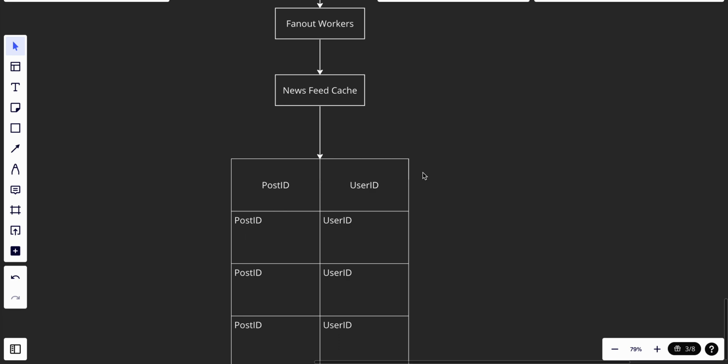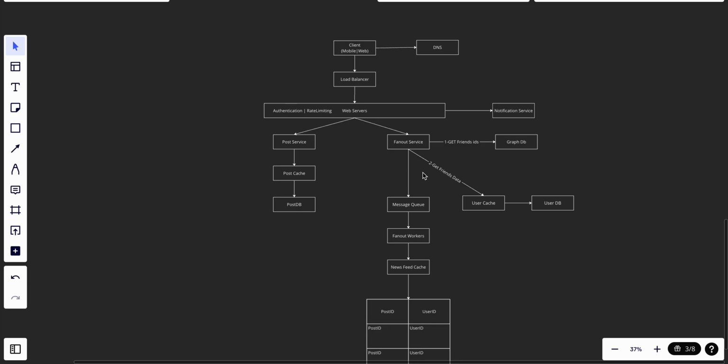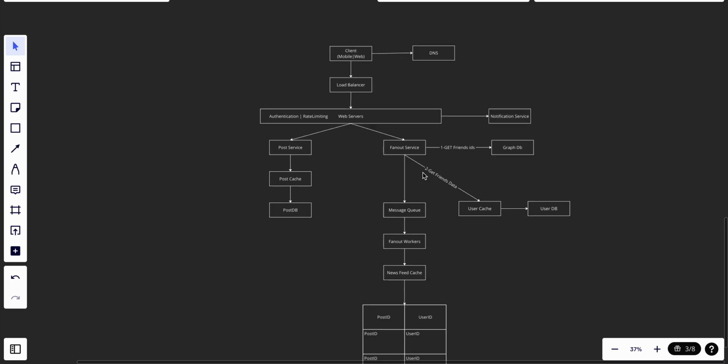Because it's in memory, we can't basically store all of the posts, because this would be a waste of resources, and we can save that many posts in the table. So we have post ID and user ID, and this is what we are going to get.